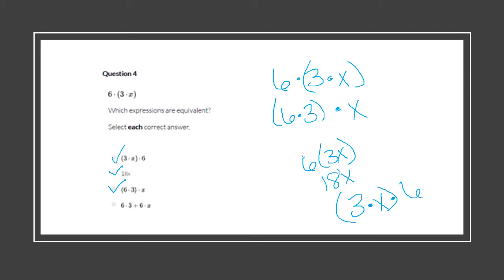Now what about that last option? It says 6 times 3 plus 6 times x. Okay, why would that not be correct? Because if we did the math, 6 times 3 is 18, and 6 times x is 6x. We can't add those together, and we're looking for the answer 18x, and this is not equivalent because it didn't have that plus sign to start with.